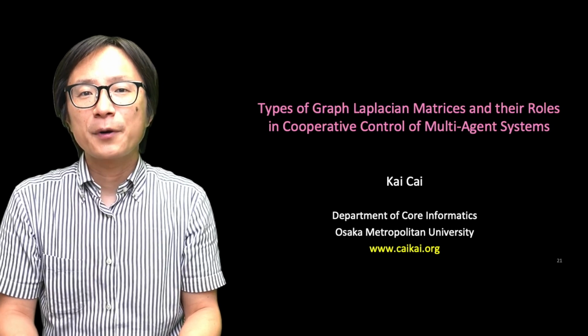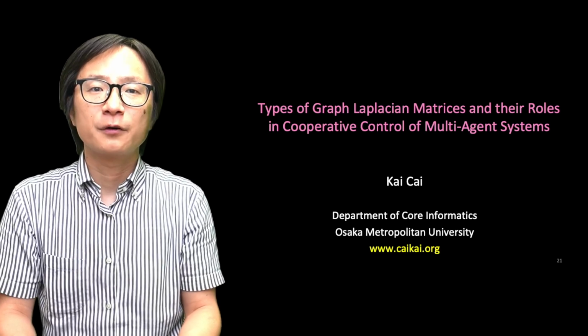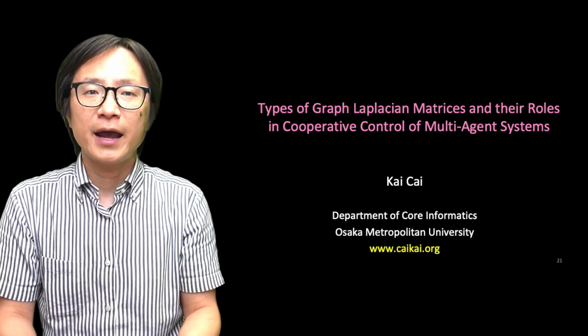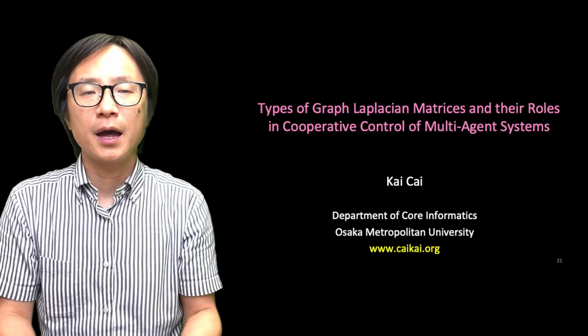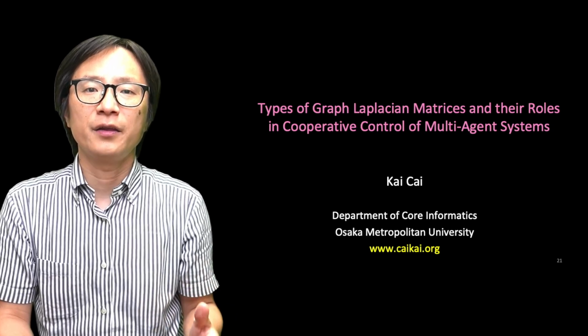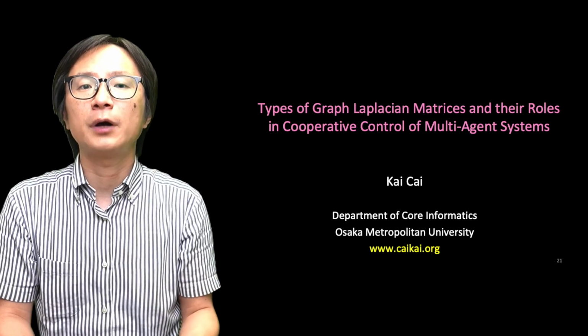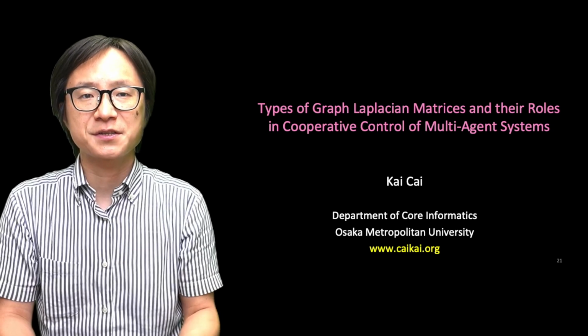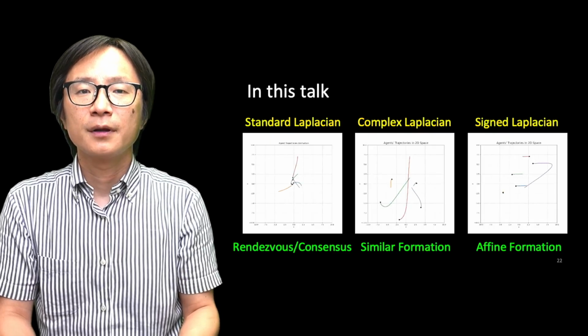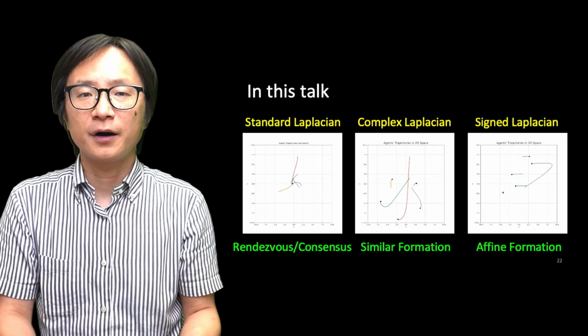In this talk, I'm going to introduce different types of graph Laplacian matrices and explain how we can use them to connect the dots in different cooperative control problems of multi-agent systems. This is part 2 of the talk.